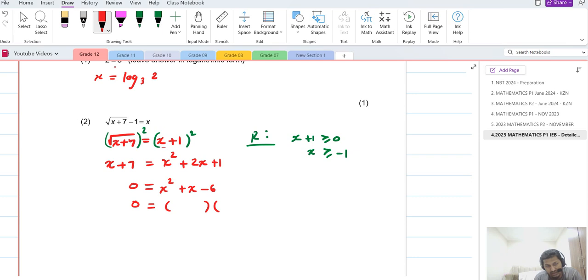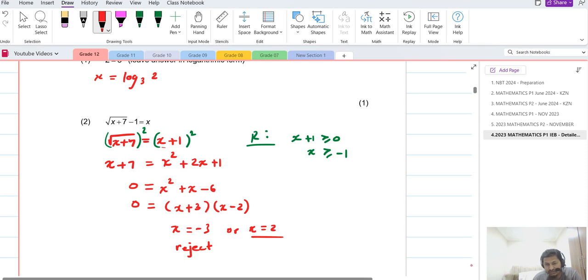You can use a calculator to factorize, or I can see that x plus 3 works with x minus 2. So plus 3 minus 2 gives me plus 1, and check the sum and the product: 3 times minus 2 gives me minus 6. So solutions are x equals negative 3 or x equals 2. But we're going to say not applicable or reject here, because we want all the answers which are greater than or equal to negative 1. So there's only one answer, which is x equals 2.